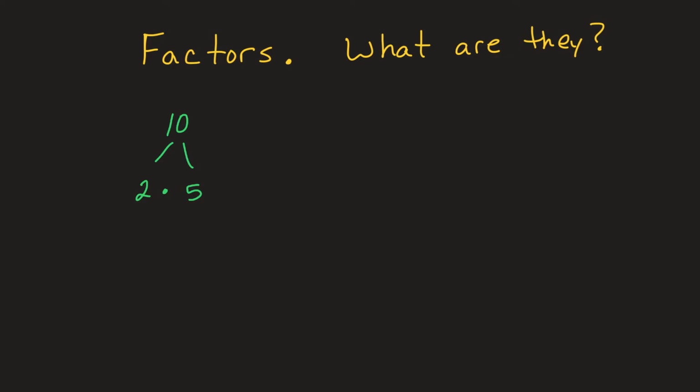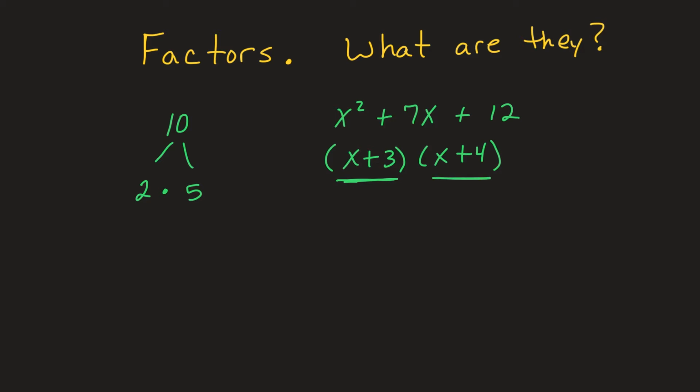So when we're doing polynomials or quadratics and things, we'll say factor this. We're saying what times what makes this when I multiply it together. So this will be x plus 3 and x plus 4. So these two things, that one and that one, are the factors, just like 2 and 5 are the factors of 10.